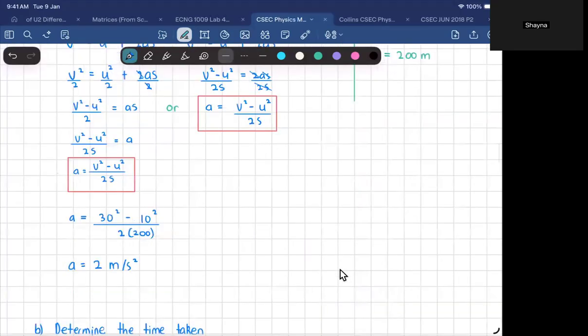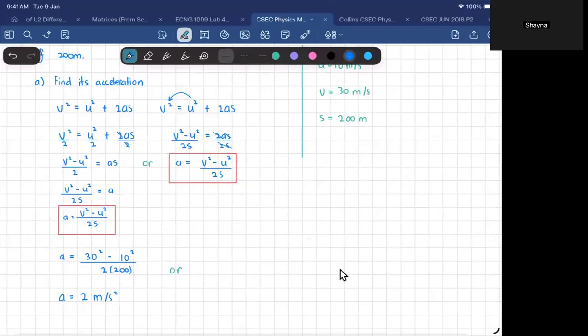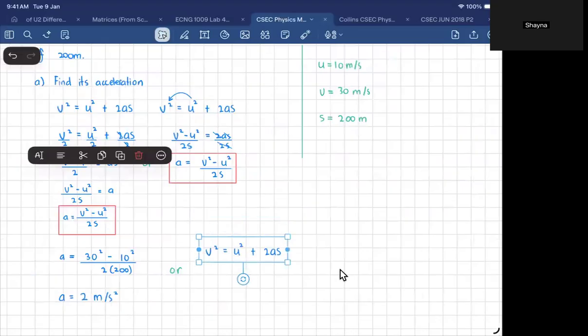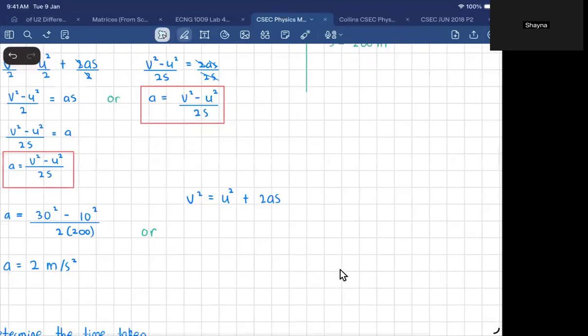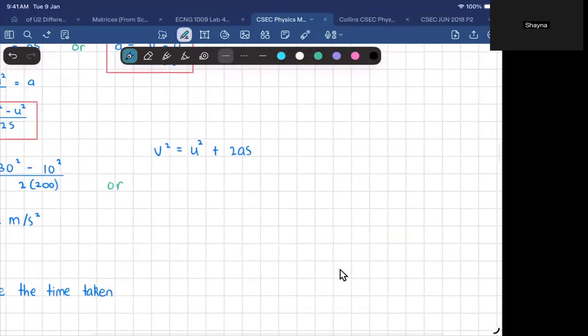Right, so that's one way you could do it, guys. Or you could work it like this. You could just plug in everything one time from the start. So tell me what to put in, Shana, because Lord knows my short-term memory is really bad. I think v was 30 and u was 10. a wasn't given to us. s was given to us. I think s was 200.